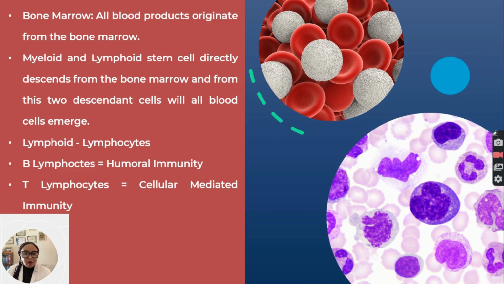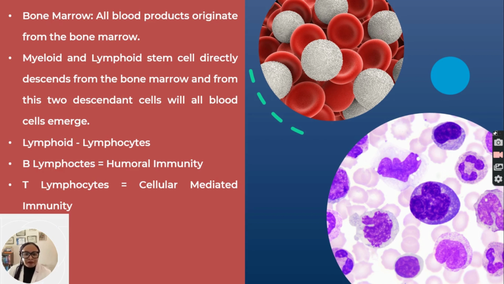Now let's go into the origin of all blood products, which is the bone marrow. Every blood product originates from the bone marrow, and at that point they are undifferentiated. The main ones we're going to be talking about are the myeloid and the lymphoid stem cells. These stem cells descend directly from the bone marrow, and we'll break them down individually so we can see where all of our blood products originate.